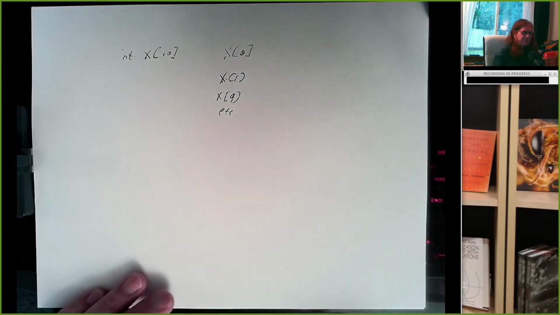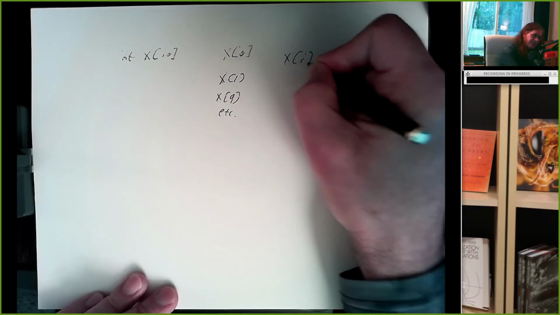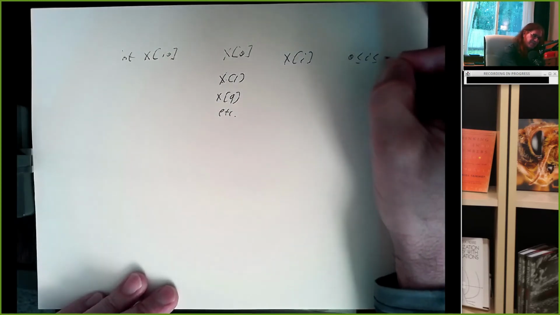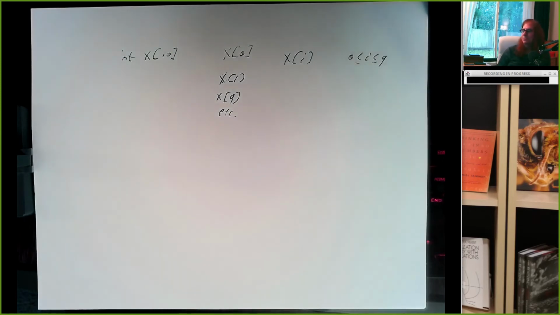Or, if I have an integer I can say x bracket I, as long as I is between 0 and 9. So that's a plain array.